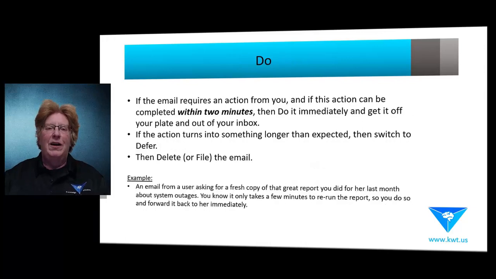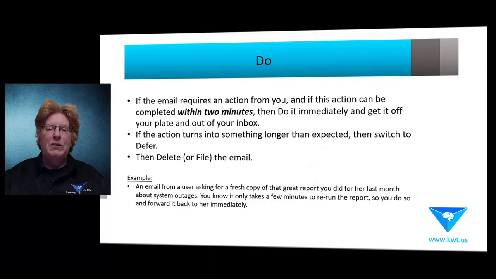The do task. These are emails that can be acted on by you within 2 minutes. You may come up with your own guideline, but I find 2 minutes is a great guideline to determine whether you're going to do the action right away or move on to the defer option. So these are the quick turnaround items, something you can do with very little effort, very quickly, and then get the email out of your inbox.